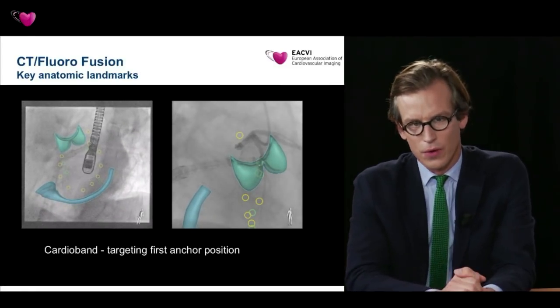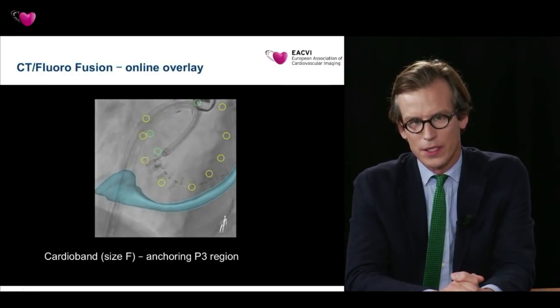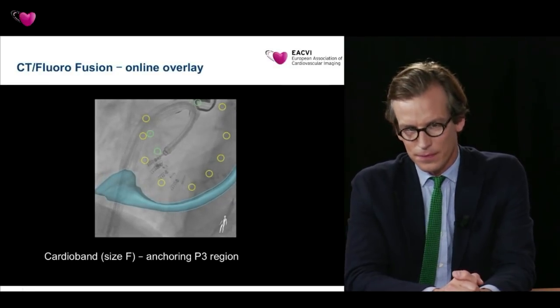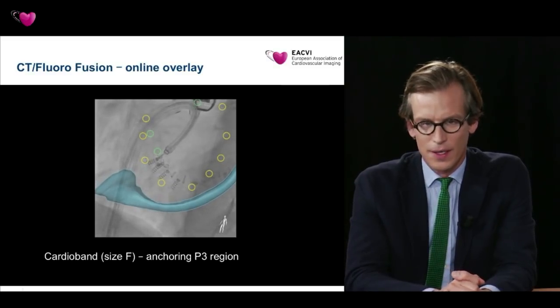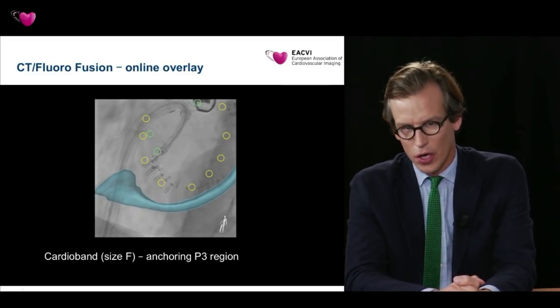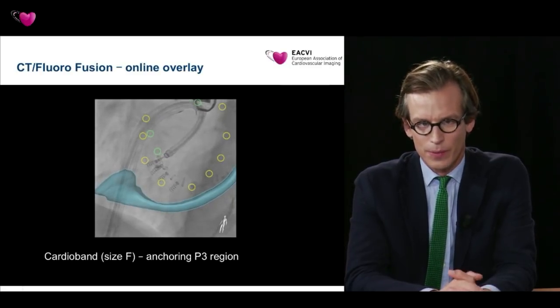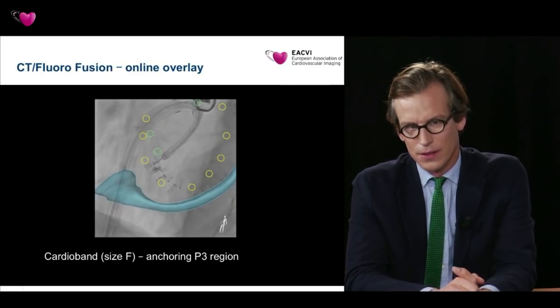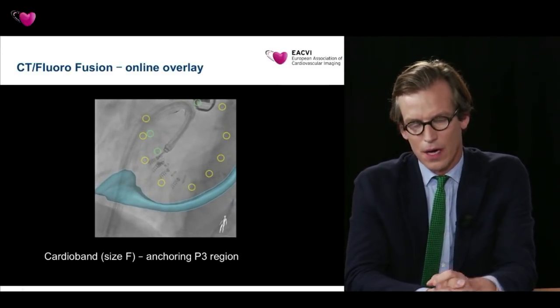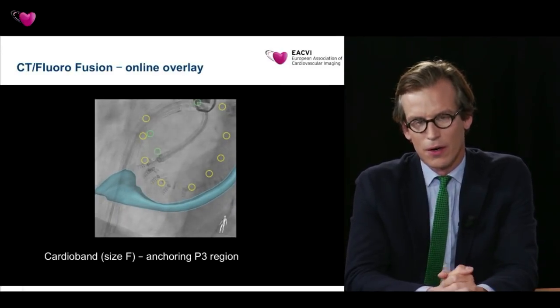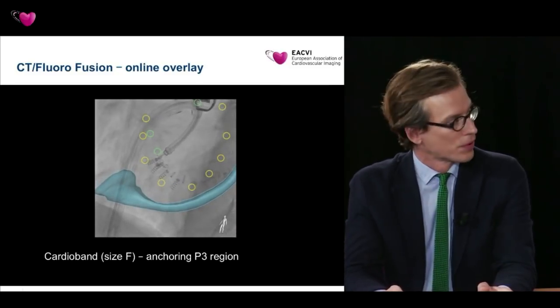This works, of course, at the beginning of the implantation, but it also works when you're at the end. You can appreciate here that obviously the heart is moving, and this CT overlay is still non-dynamic, so of course it will be a big advantage if the CT images are also moving. But it gives you good feeling and information on how far you've gone around your heart and how many more anchors you want to implant.